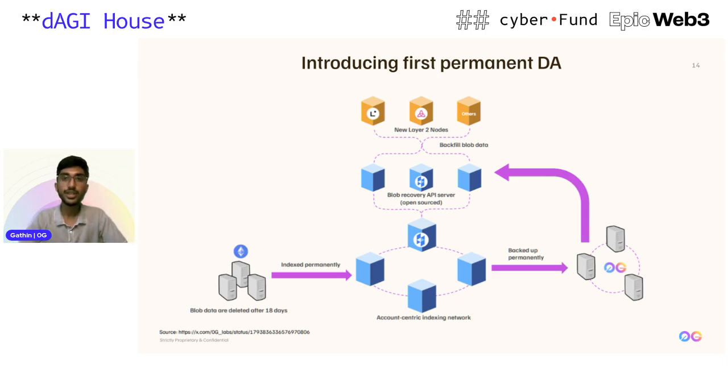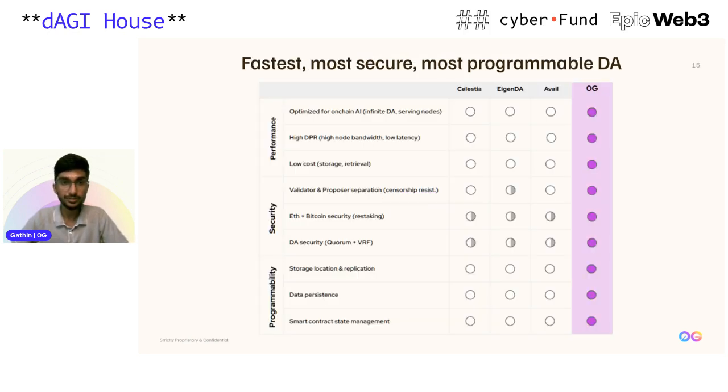No other chain is able to provide this, as they all have a certain timeout period after which the blob data is automatically deleted. We solve that by providing a permanent solution: you pay a certain fee and you can store your data on our chain permanently, for as long as you want. So this is what the permanent data availability layer means. As I told you, we are the fastest, most secure, and most programmable data availability layer.